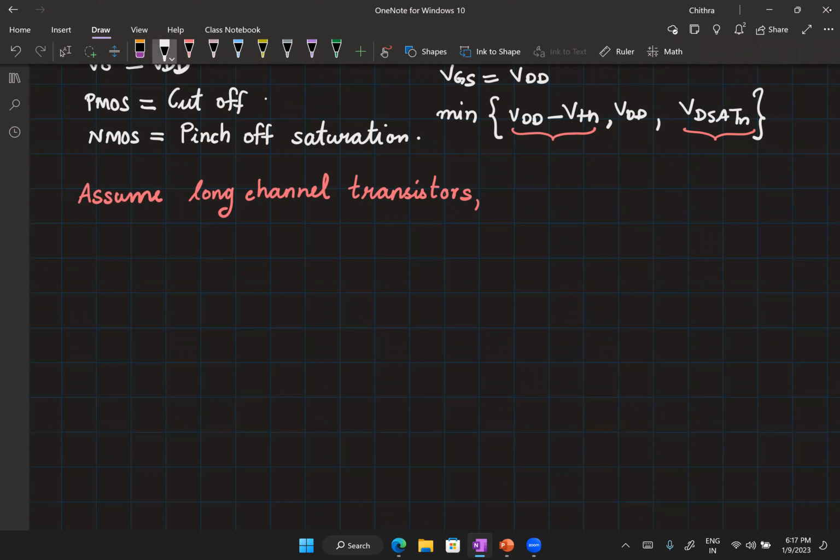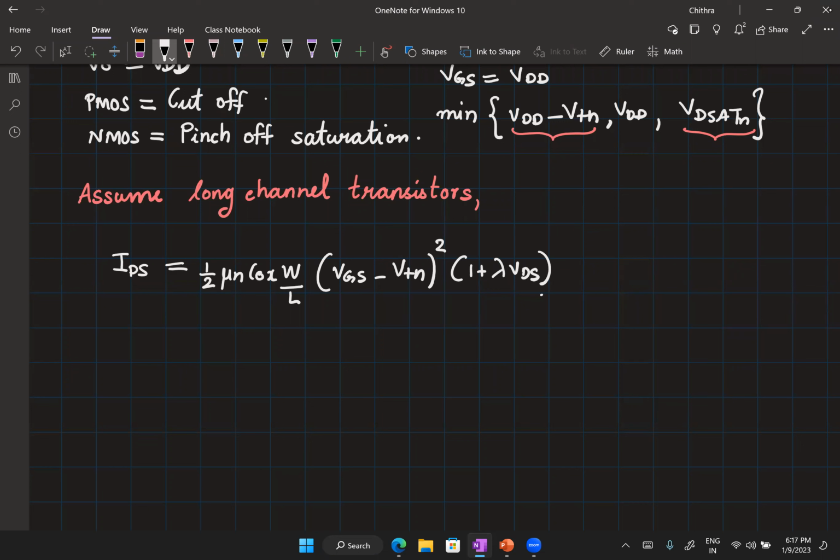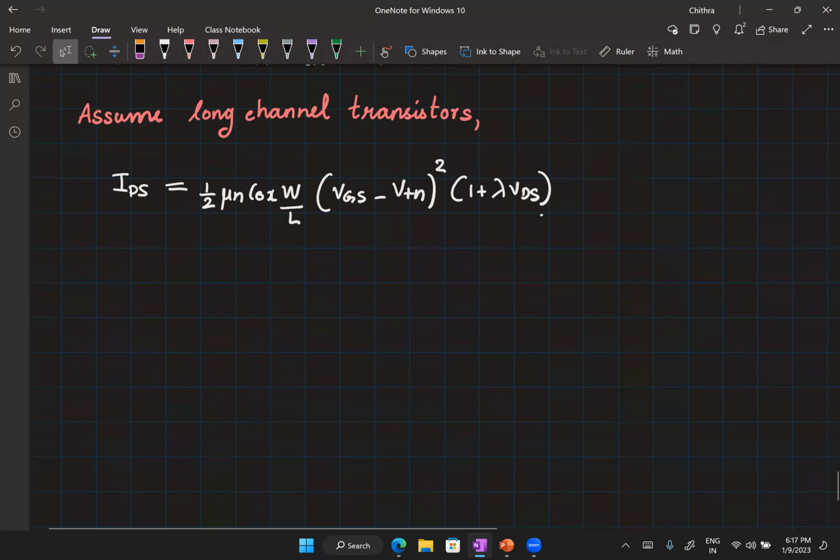So what is the current through the NMOS during pinch-off saturation? Half mu n Cox W by L into (VGS minus VTH) the whole square into (1 plus lambda VDS), right? So now my problem has reduced down to this.